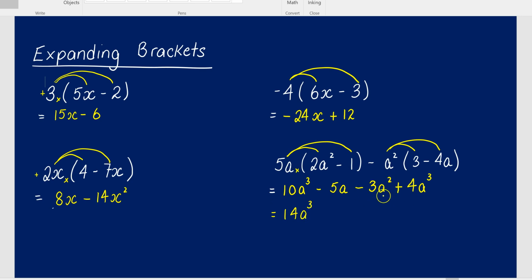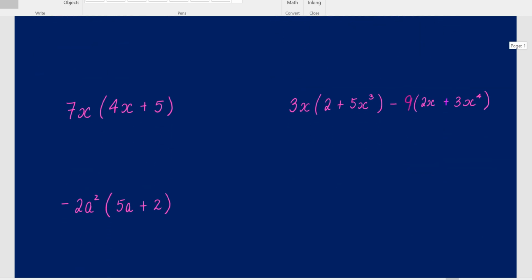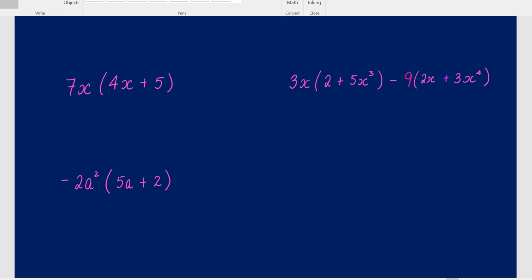We've only got this a squared, so it's just minus 3a squared. And I like to put it in order of the powers of the highest terms there. And there you have it. Okay, so now it's time for you to just have a bit of a practice with these, please. So pause the video and do this on a bit of scrap paper, and we'll check it in about a minute.